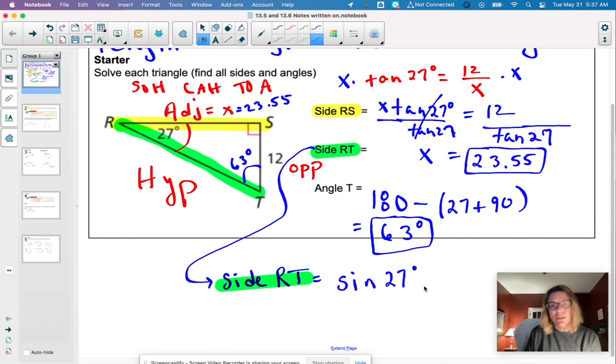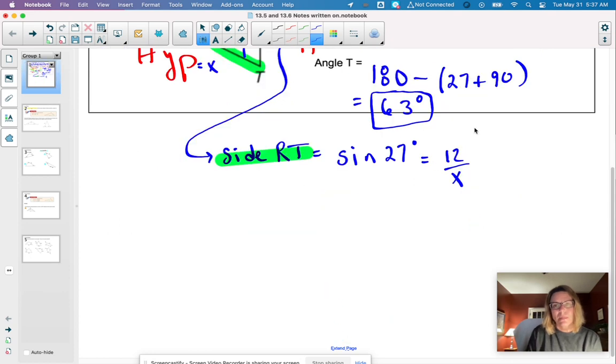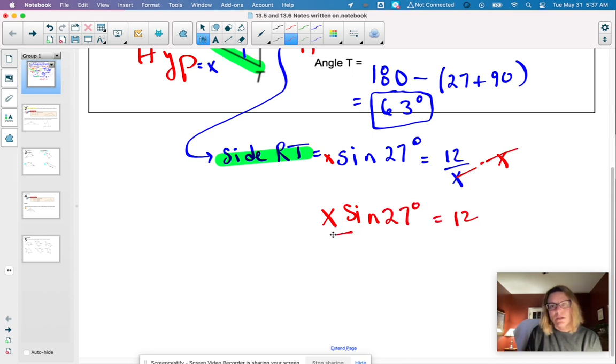Sine of 27 degrees is equal to O. So make sure we know that this is an O. Opposite, which is 12, over hypotenuse, which, in this case, we'll call our x. That's what we're trying to find this time. And we're going to multiply both sides by x. So we get x sine of 27 degrees is equal to 12. Divide both sides by sine 27.